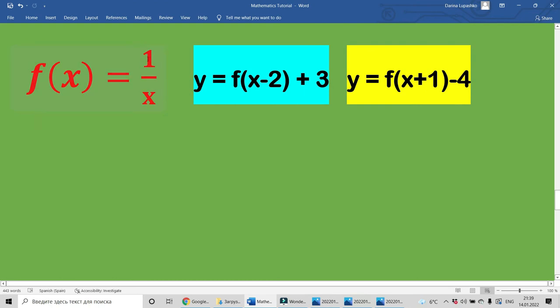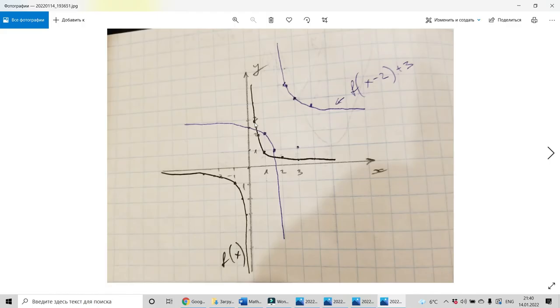f of x equals 1 divided by x, and those are our 2 functions. So let's see, this is our function f of x equals 1 divided by x. Some more important points are (1, 1), (-1, -1), (0.5, 2), (2, 0.5), and so on. Our axes are our asymptotes.